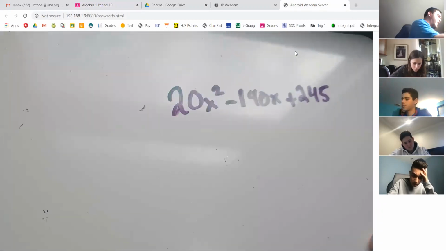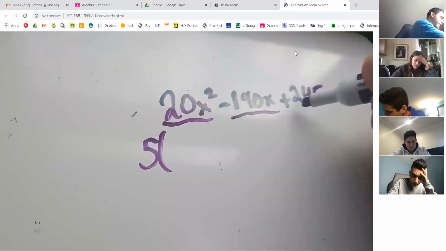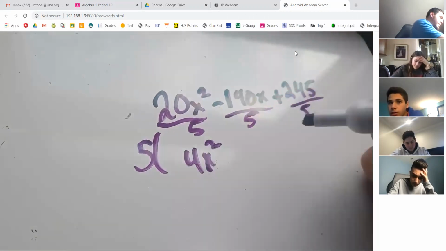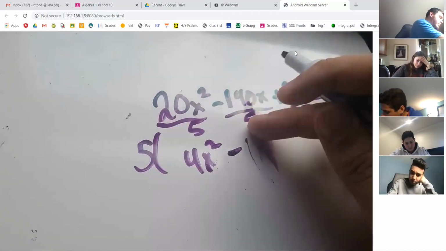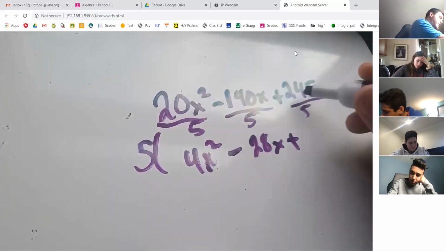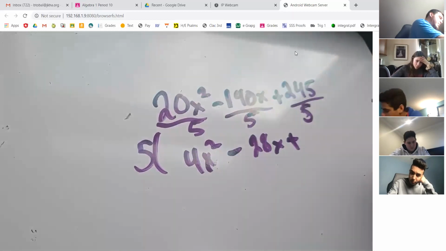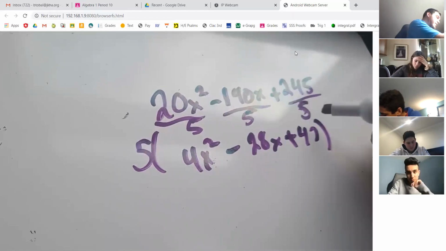Okay, so Jonathan says 5. Let's take out a 5 and see what happens. Everything here is going to get divided by 5. So it looks like 4x squared minus 28x plus 49. Okay, that's a 9, if that's not clear.